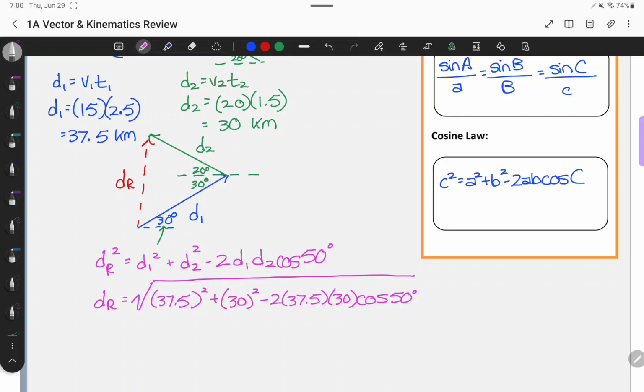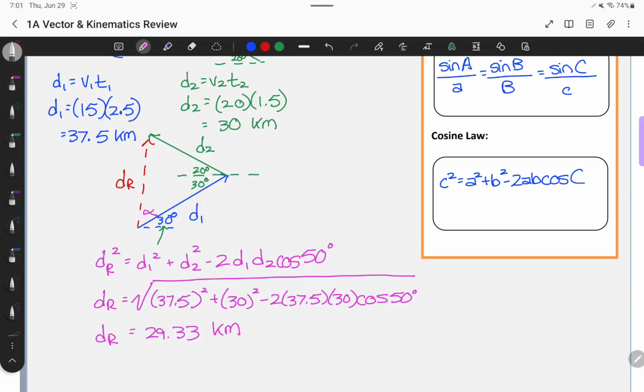Pause the video to calculate that for yourself, and when you come back, hopefully you have 29.33 kilometers. Again, this is too many sig figs. I'm definitely going to be rounding for my final answer. But right now, I may actually use this number. In fact, I will use this number because I need to find an angle.